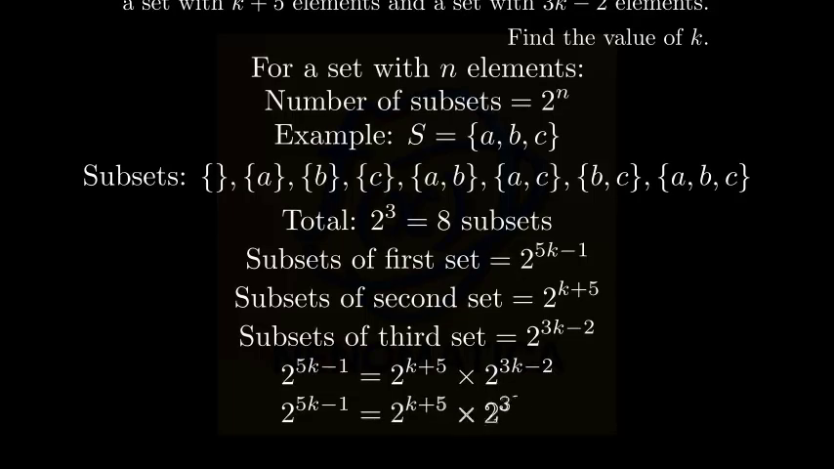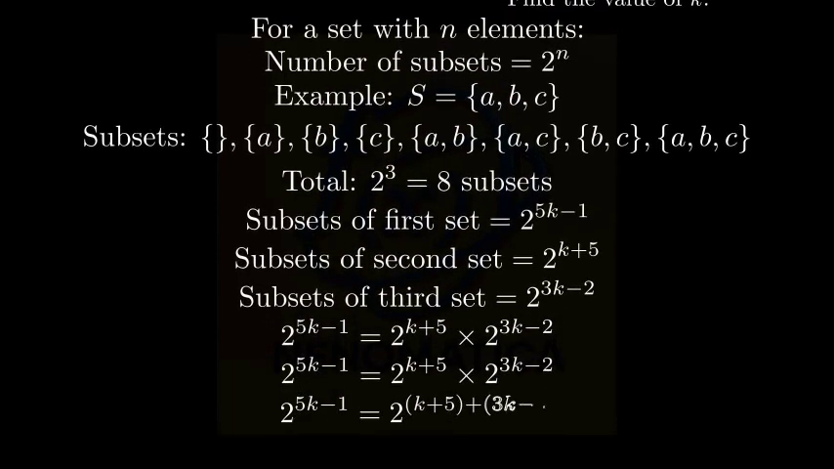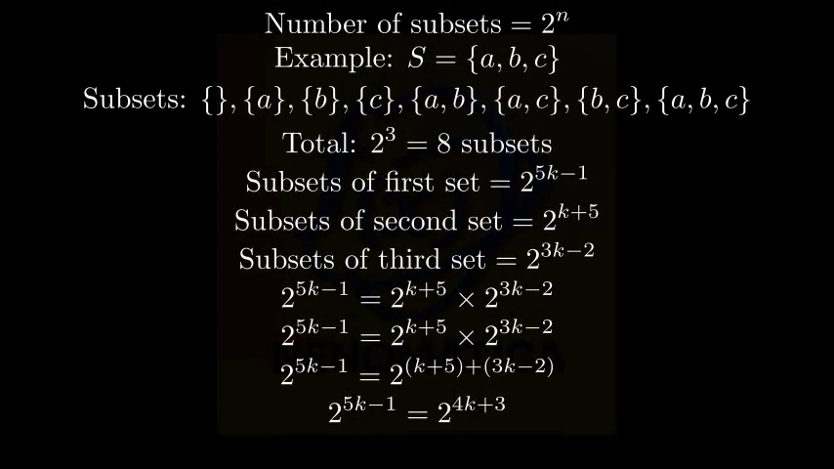Let's simplify the right side of our equation. When we multiply exponential terms with the same base, we add the exponents. So 2 raised to the power of k plus 5 times 2 raised to the power of 3k minus 2 equals 2 raised to the power of the sum of the exponents, k plus 5 plus 3k minus 2. This simplifies to 2 raised to the power of 4k plus 3.